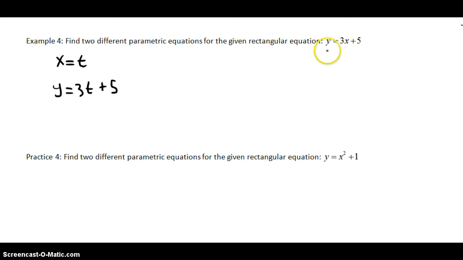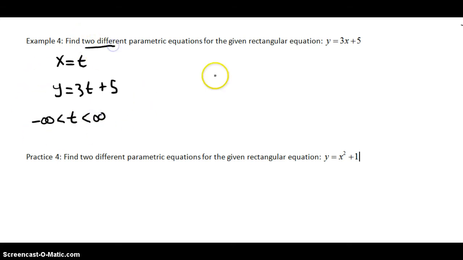If we think about this graph, that's a line, and it's going to go on forever in both directions, so we can plug in any t value we want. So negative infinity is less than or equal to t, really just less than, is less than infinity. Remember, we need a restriction.